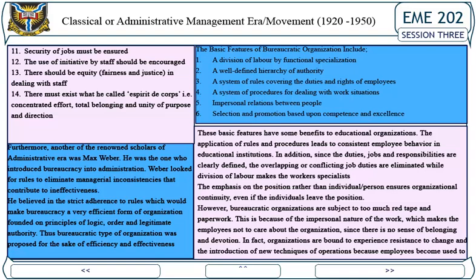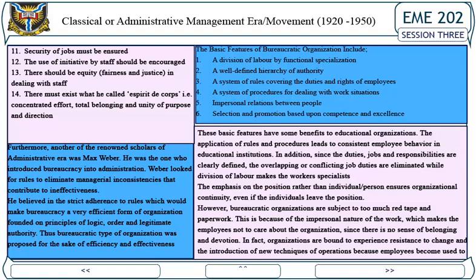Weber looked for rules to eliminate managerial inconsistencies that contribute to ineffectiveness. He believed in the strict adherence to rules, which would make bureaucracy a very efficient form of organization founded on principles of logic, order, and legitimate authority. Thus, the bureaucratic type of organization was proposed for the sake of efficiency and effectiveness.